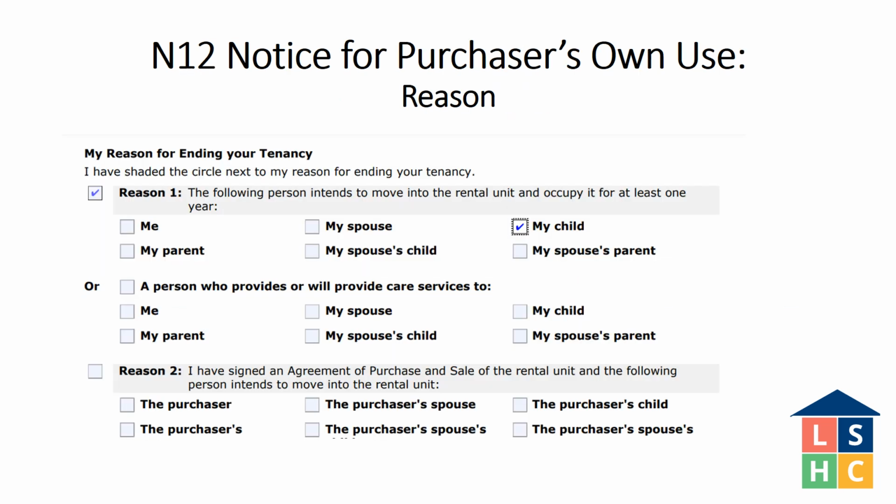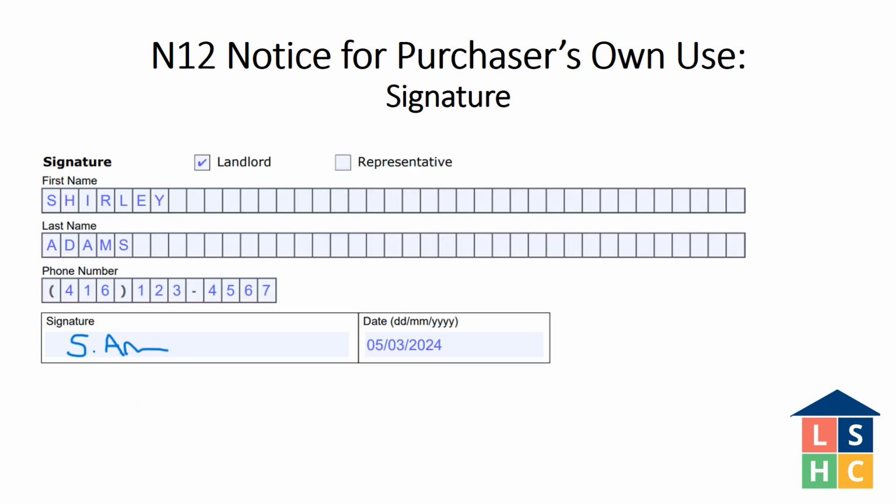Make sure the proper reason is selected and indicate who will be moving into the unit. The notice should be signed by the landlord and not the purchaser. If the landlord has hired a lawyer or paralegal and they are serving the notice on the landlord's behalf, then it can be signed by the legal representative. The date next to the signature should be the date the N12 notice was given or sent to the tenant.